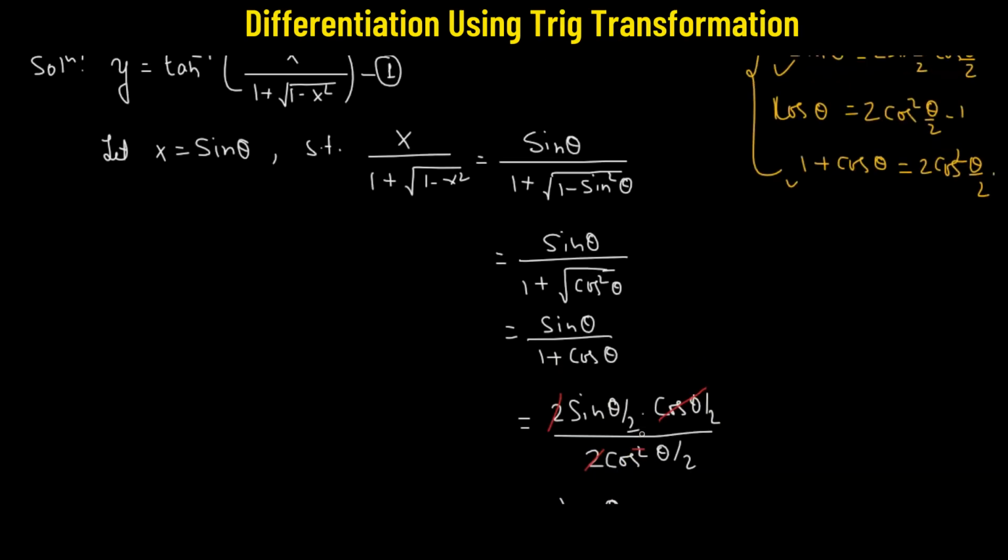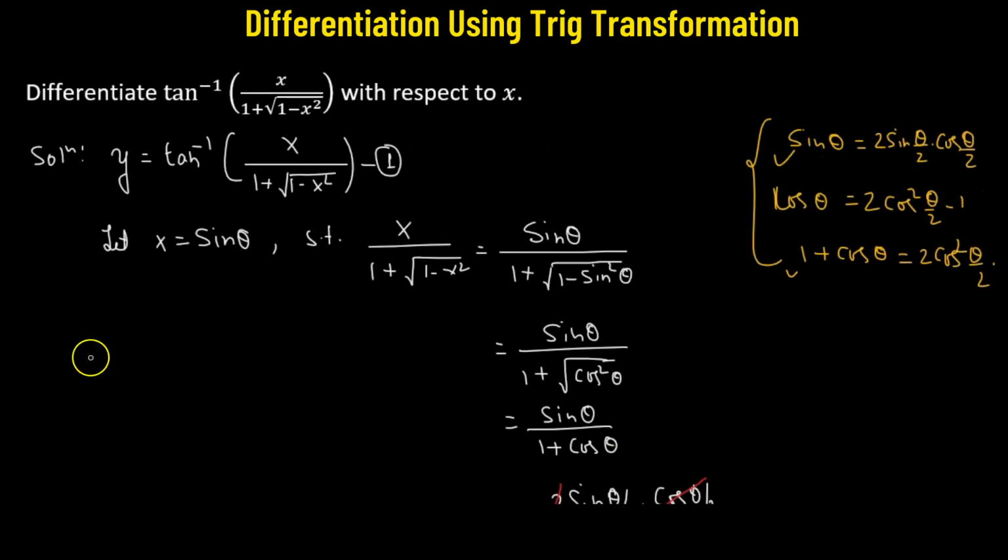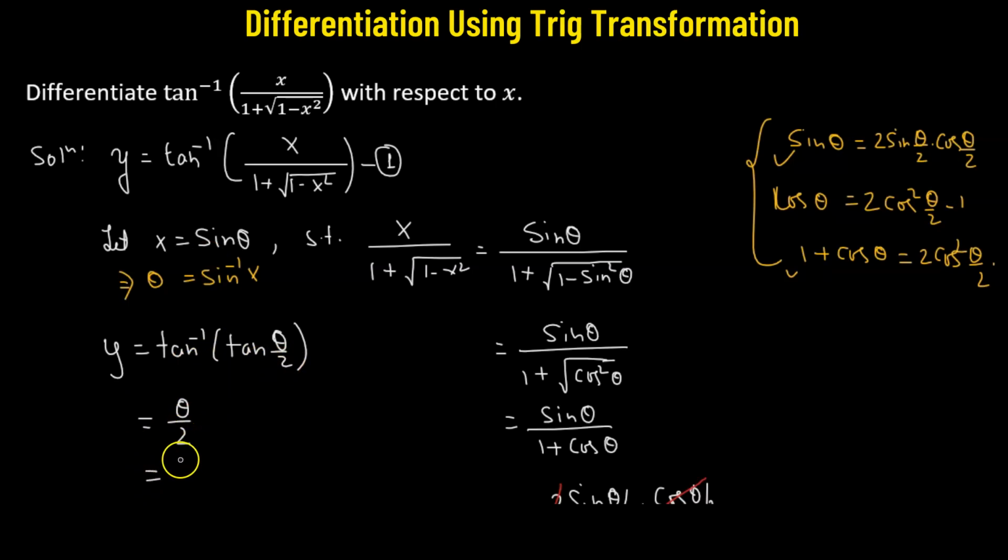So we go back to equation number 1, and now we have y equals tangent inverse of tangent of theta over 2. Now since we took x to be equal to sine theta, theta must be equal to sine inverse of x, such that we can rewrite our y. Tangent inverse of tangent of theta over 2 is simply theta over 2, and in place of theta we have sine inverse of x.